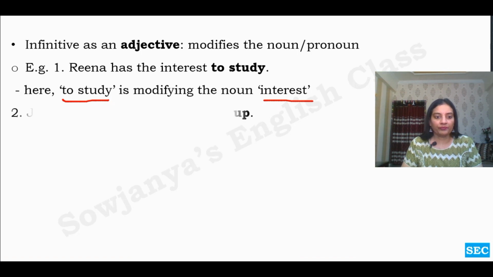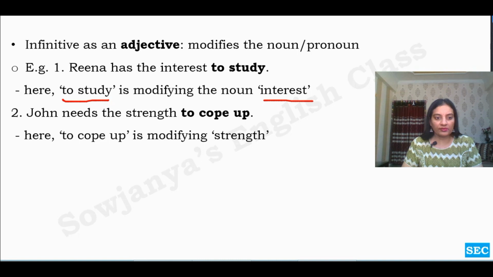And then, John needs the strength to cope up. What sort of strength does he need? The strength to cope up. In this way, the infinitive is modifying the noun strength. Okay, so it is acting as an adjective.